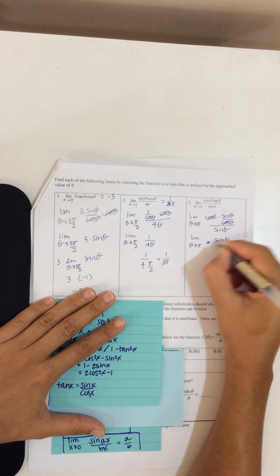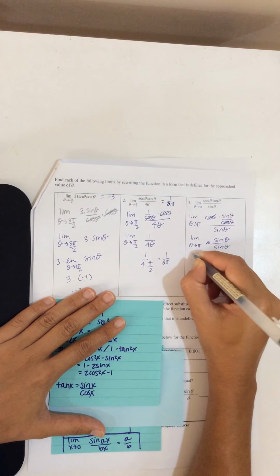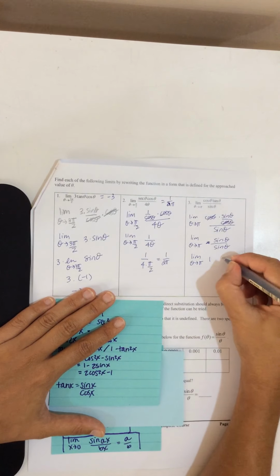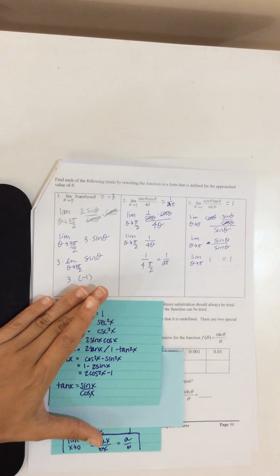Oops, that equal sign should be there. Sine theta over sine theta. So now I'm just finding the limit as theta approaches pi of 1. What's the limit of any constant? It's that constant. So that's just 1.